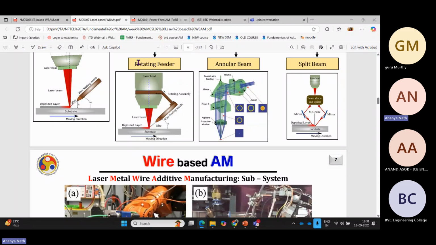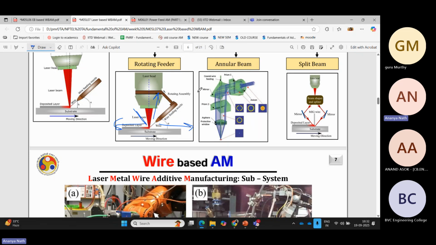And if you have a rotating feeder, like if we are going from this direction to this direction, you have one feeding. If you are going in the opposite direction, you have a different type of feeding of the wire. If you're going backward, you have the rear feeding. If you're going in the forward direction, you have the front feeding. So if you have this rotating feeder, you can get omnidirectionality.